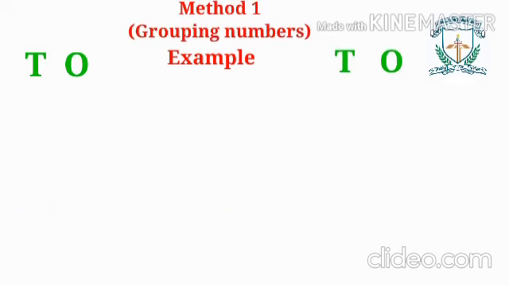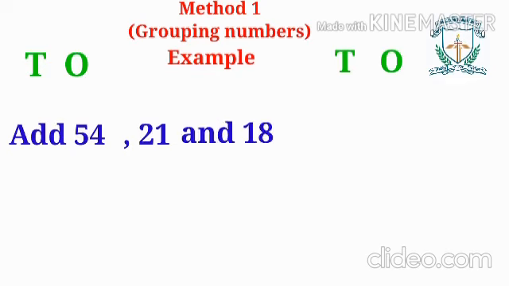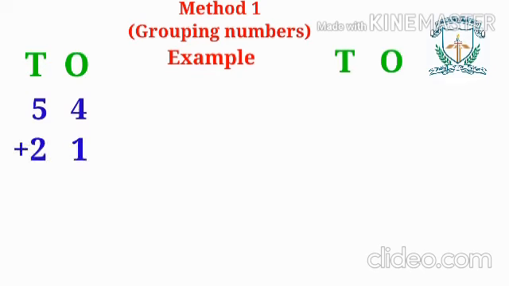Let's solve one more example. Here we have taken the numbers 54, 21 and 18. Come, we'll start adding the numbers by using method 1. As you all know that we have to add first 2 numbers, that is 54 plus 21. After adding these 2 numbers, we get 75 as a sum.